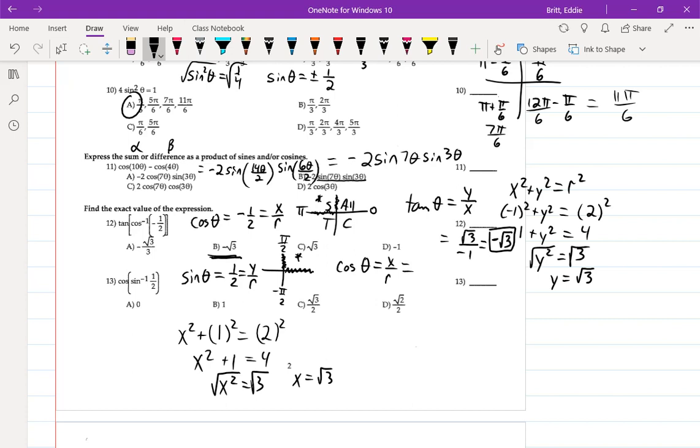So now I can find what the cosine of theta would be equal to. Positive square root of 3 over the r, which is 2. So square root of 3 over 2. That's my answer.